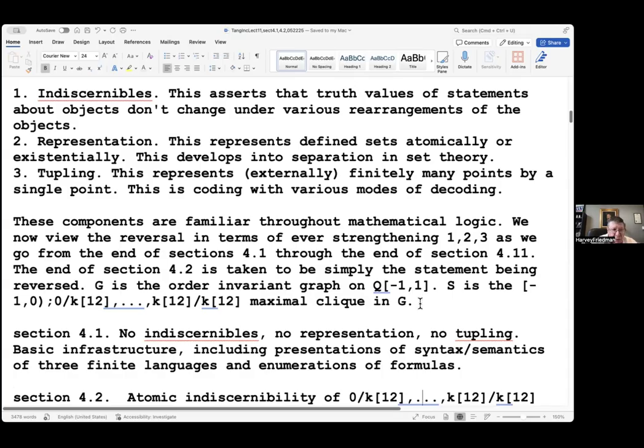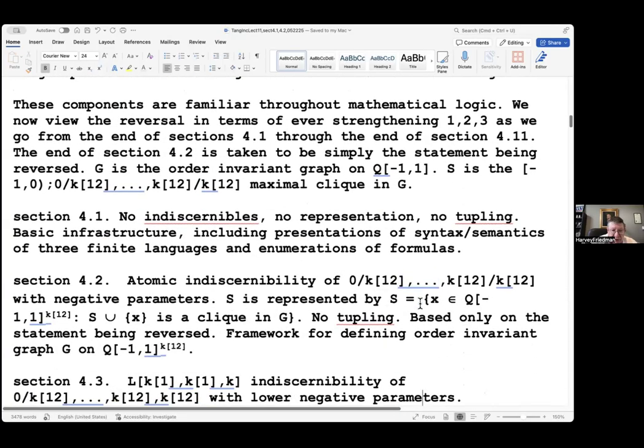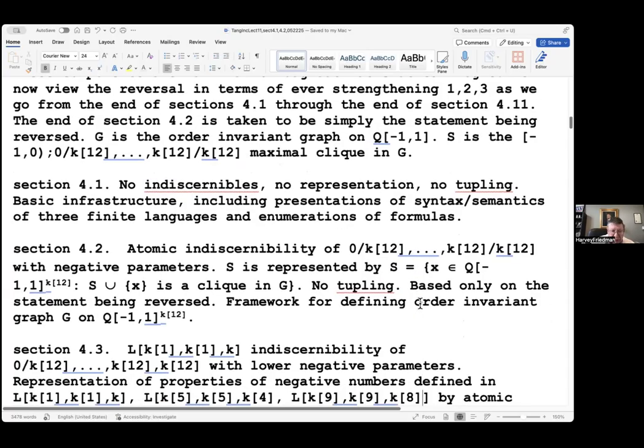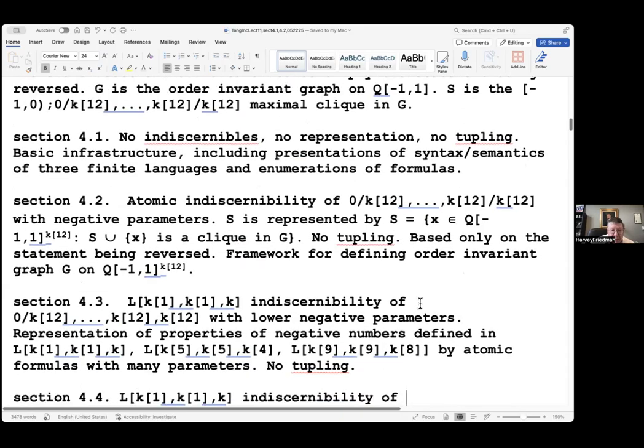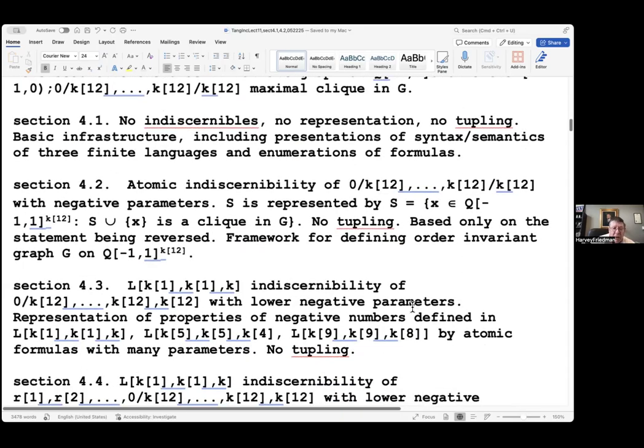All right, in section 4.1, we don't have anything. We have just notation. We have basic infrastructure, including presentations of the syntax and semantics of the three finite languages that we use, and enumerations of formulas. There's not much in section 4.1, except just the crudest preliminaries. Section 2 is more preliminaries, but it's more meaty, and it ends with what we would call the atomic indiscernibility of these numbers with negative parameters.